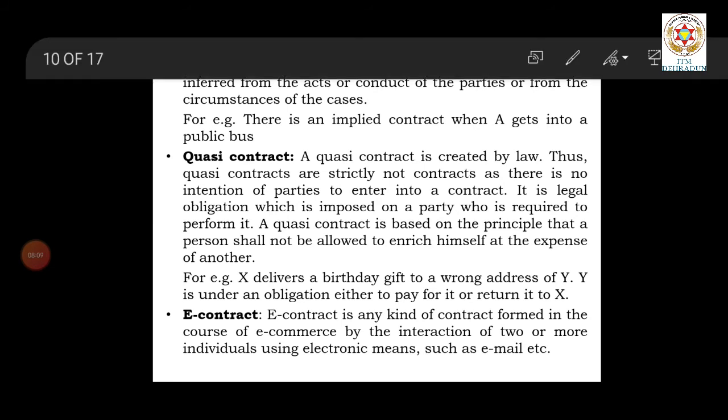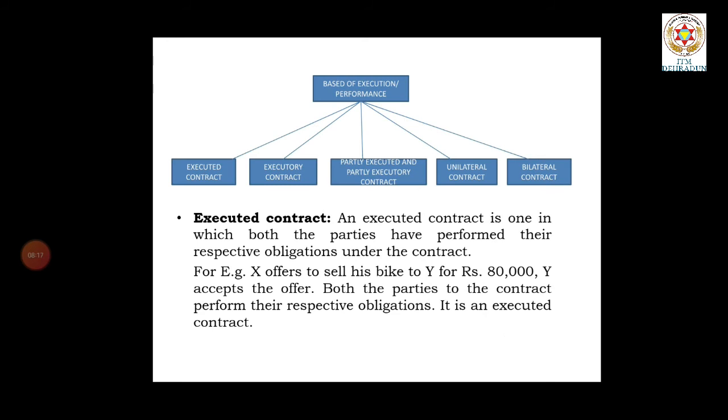E-contract is formed in the course of e-commerce by the interaction of 2 or more individuals using electronic means such as email. Next, on the basis of execution or performance, the contract has been divided into 5 parts: executed contract, executory contract, partly executed and partly executory contract, unilateral contract and bilateral contract.